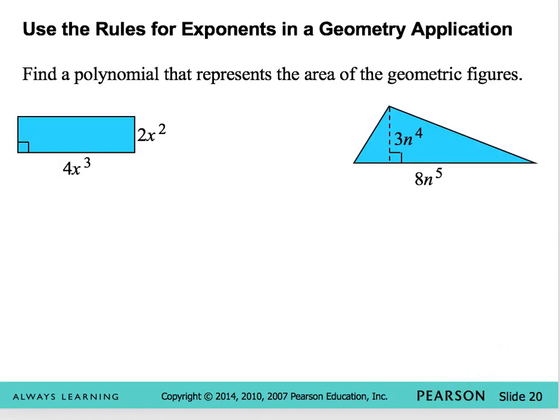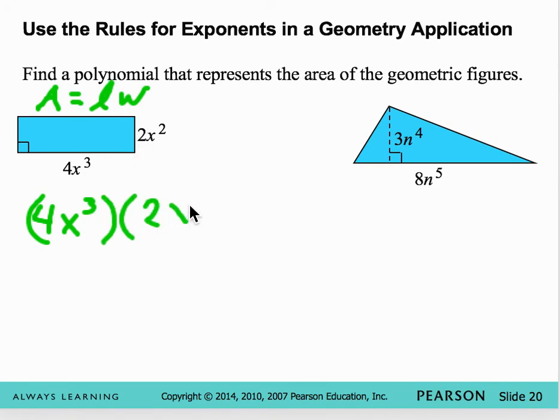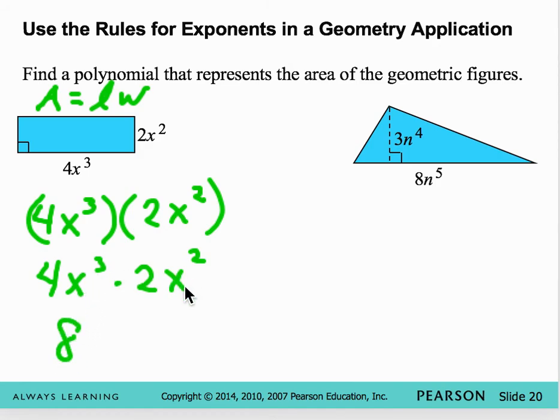Okay, a little application problem for us. Find a polynomial that represents the area of the geometric figures. All right, well, I've got to know that the area of a rectangle is length times width, right? So here's the length, and here's the width. So length times width. Oh, that's what we were just doing, right? So that's really 4x cubed times 2x squared. So 4 times 2 is 8. If you're multiplying exponential numbers that have the same base, you add the exponents.